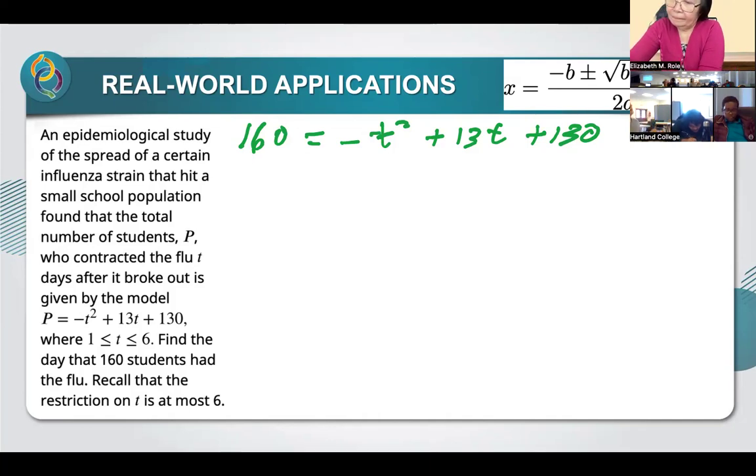T and plus are easy to get confused, at least in my handwriting. Not for me. I was confused by P comma, I thought that's P1. Just when I'm writing it down. Okay, 160 equals minus T squared plus 13T plus 130.